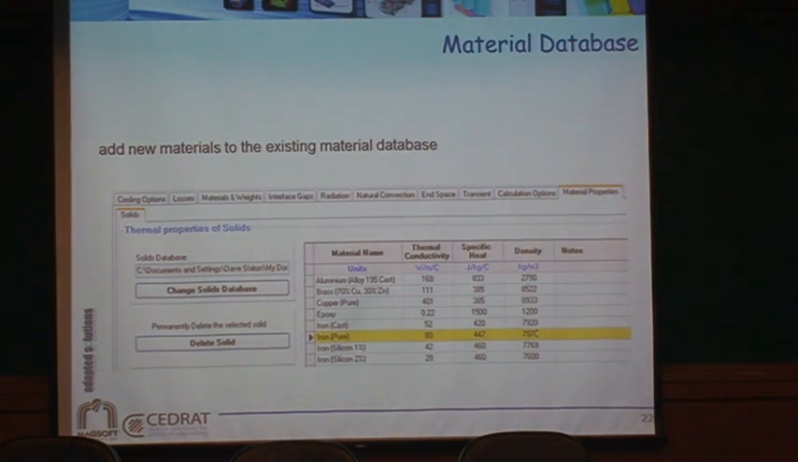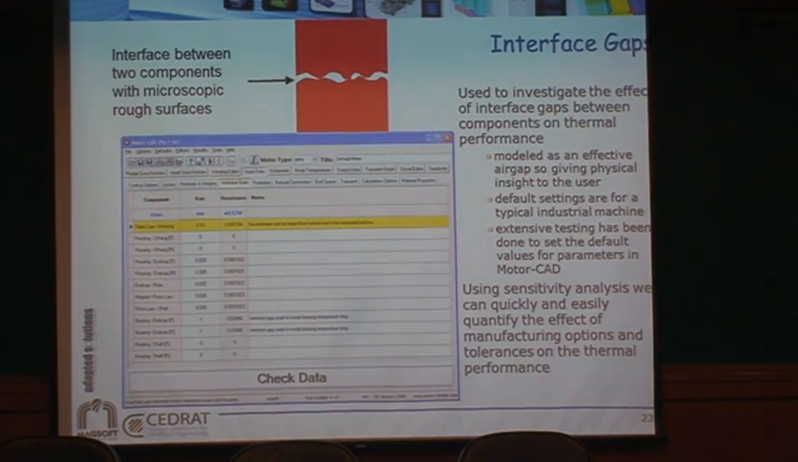Here is the material database. When you enter materials, you can enter all those different values and enter any new materials that you decide to. You can see there are quite a few. And especially there is a database of liquids, which is for the cooling, which is quite good.